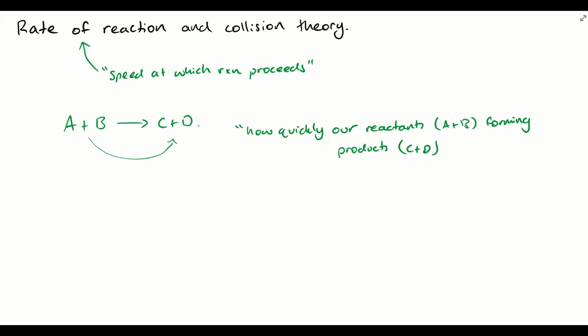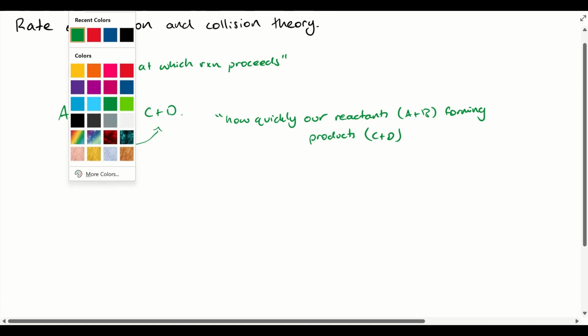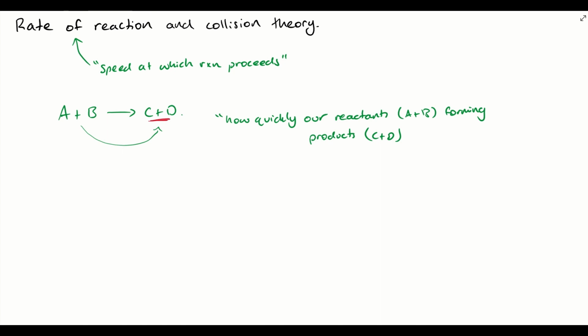And how can we actually measure this? Well, directly, if it's the speed at which our reactants are forming products, let's work out how quickly these products are forming. Initially in our system, let's say we have this reaction in here, and we've got all of our A's and B's floating around. Initially, we've only got A's and B's in here, and over time, they're going to react and form more C's and D's. If we work out how quickly our C's and D's are being produced, we have a rate of reaction.